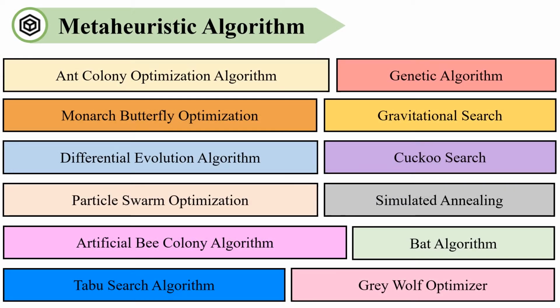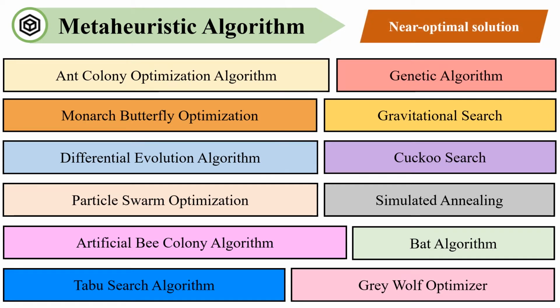Therefore, the researchers applied meta-heuristic algorithms to solve such a huge solution space problem and try to find a near-optimal solution. There are many kinds of meta-heuristic algorithms, such as genetic algorithms, particle swarm optimization, and the artificial bee colony algorithm.